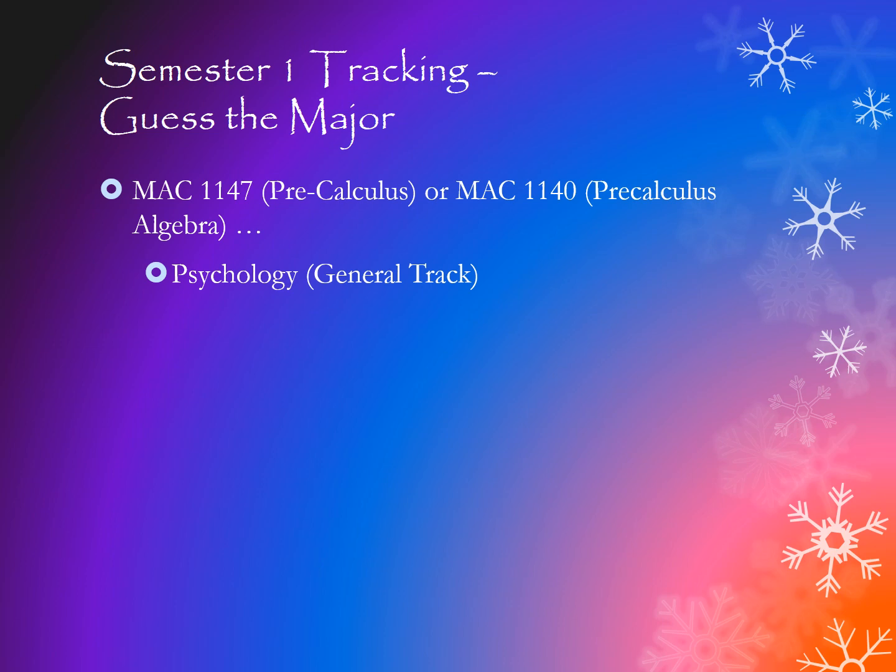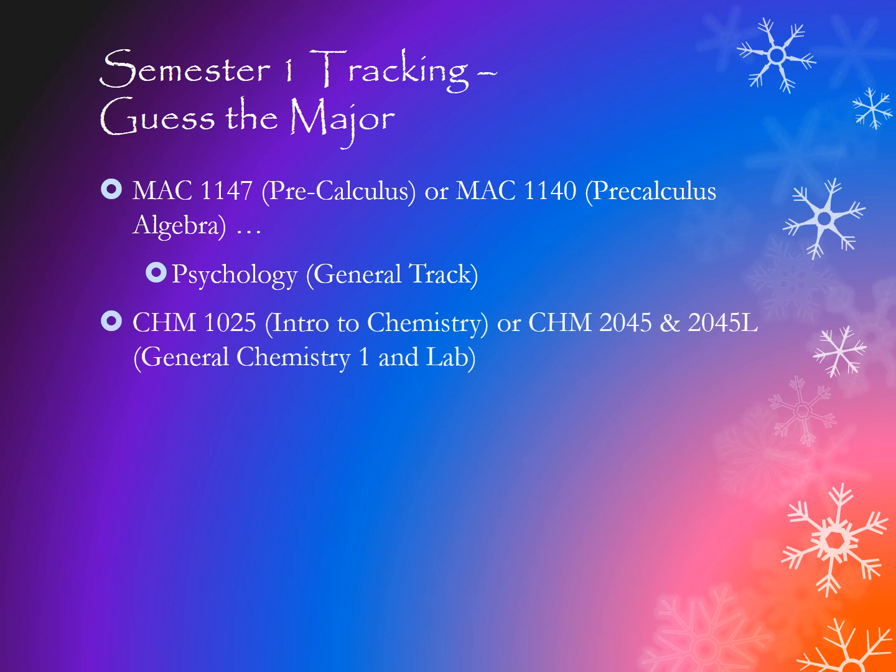But this is just a really good example of how you can't always tell what the major is based on what the first term tracking courses are. So let's do another. CHM 1025 or CHM 2045. So you've got Intro to Chemistry or General Chemistry 1 and Lab. What major do you think this is first term tracking for?